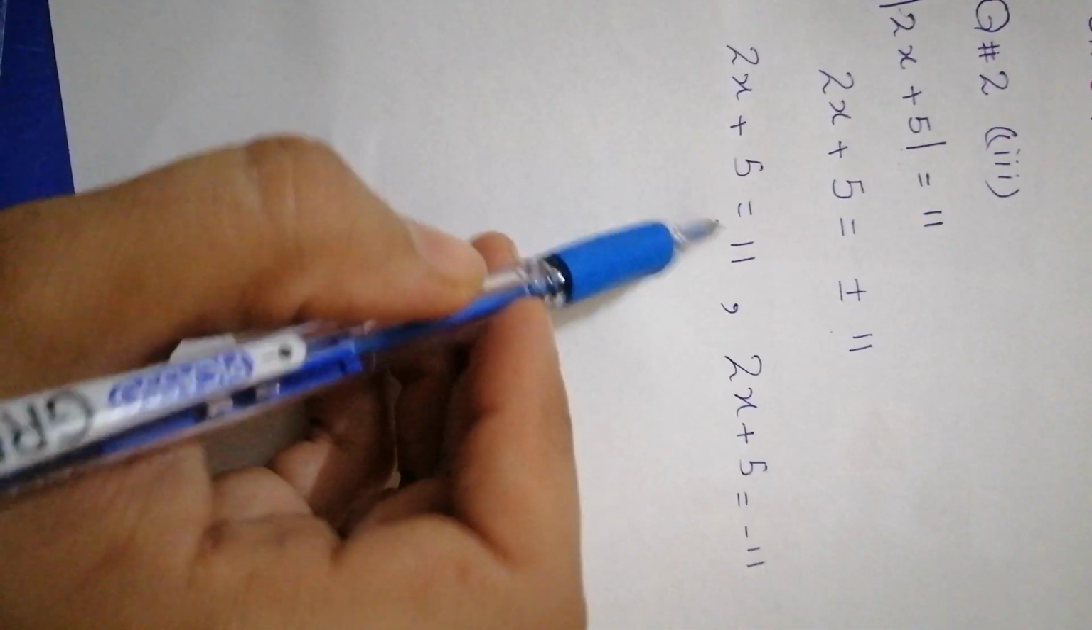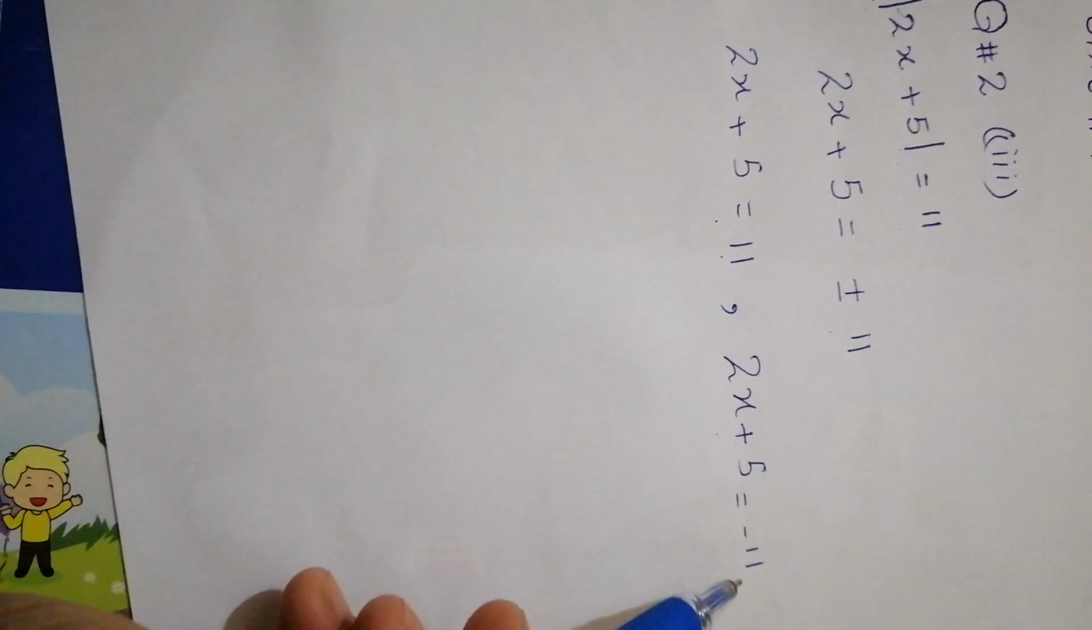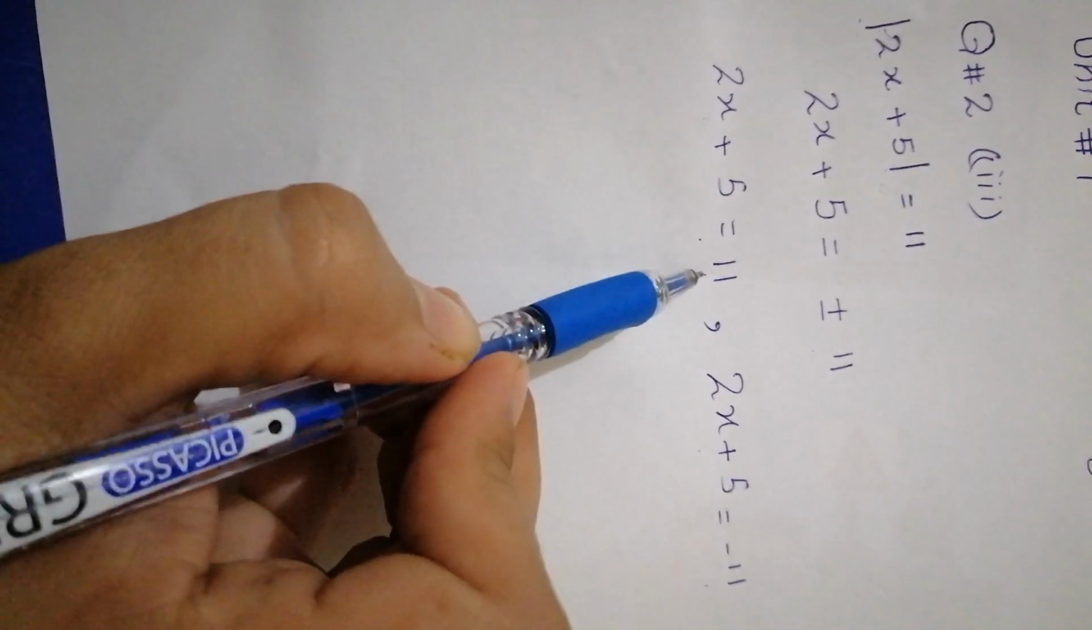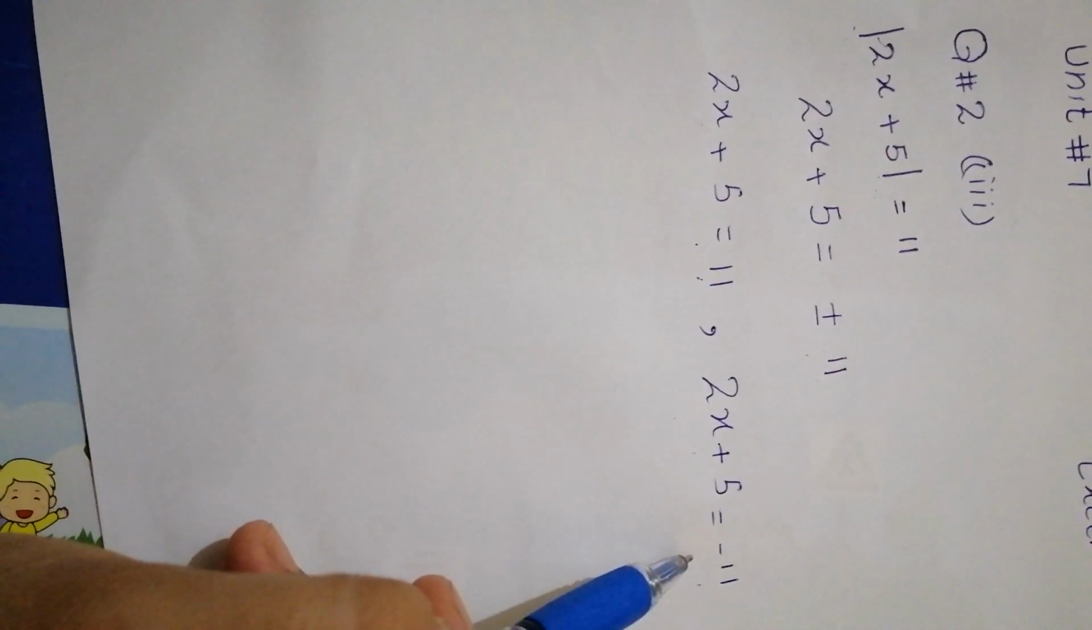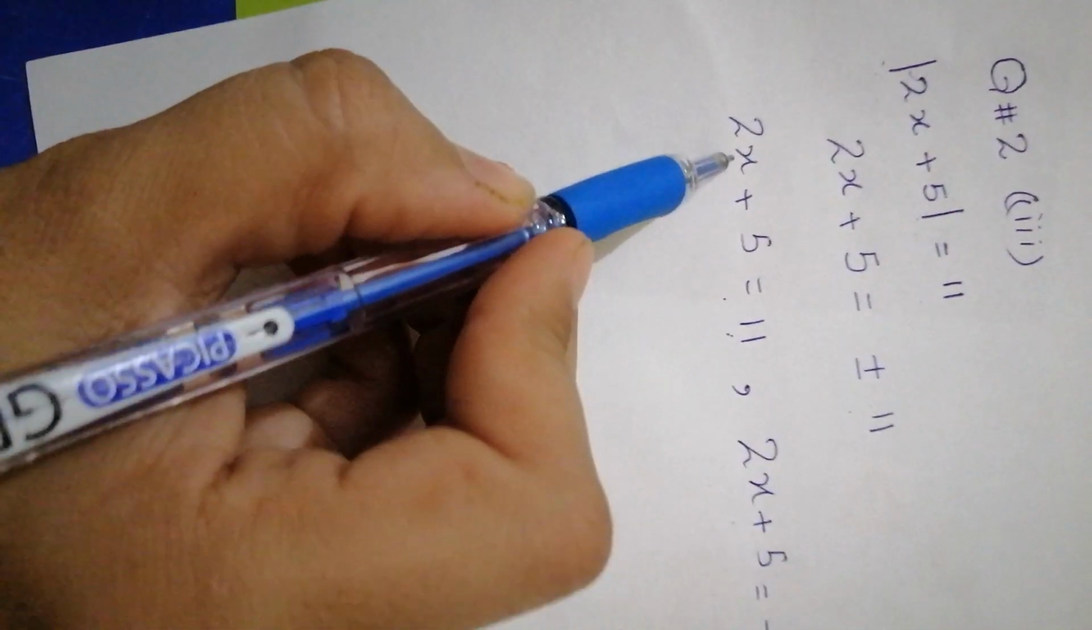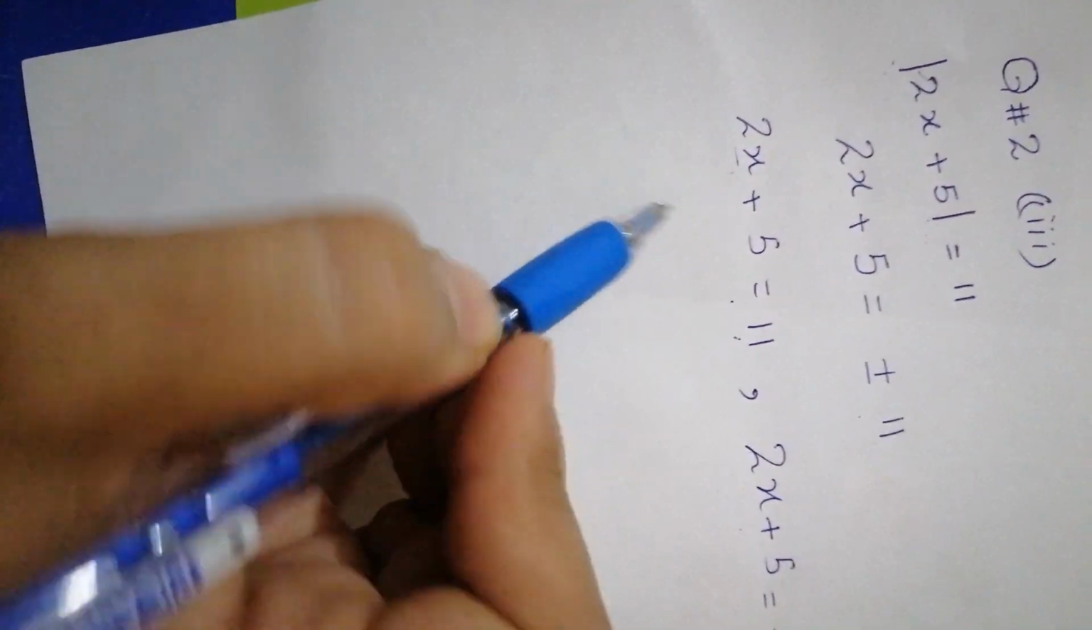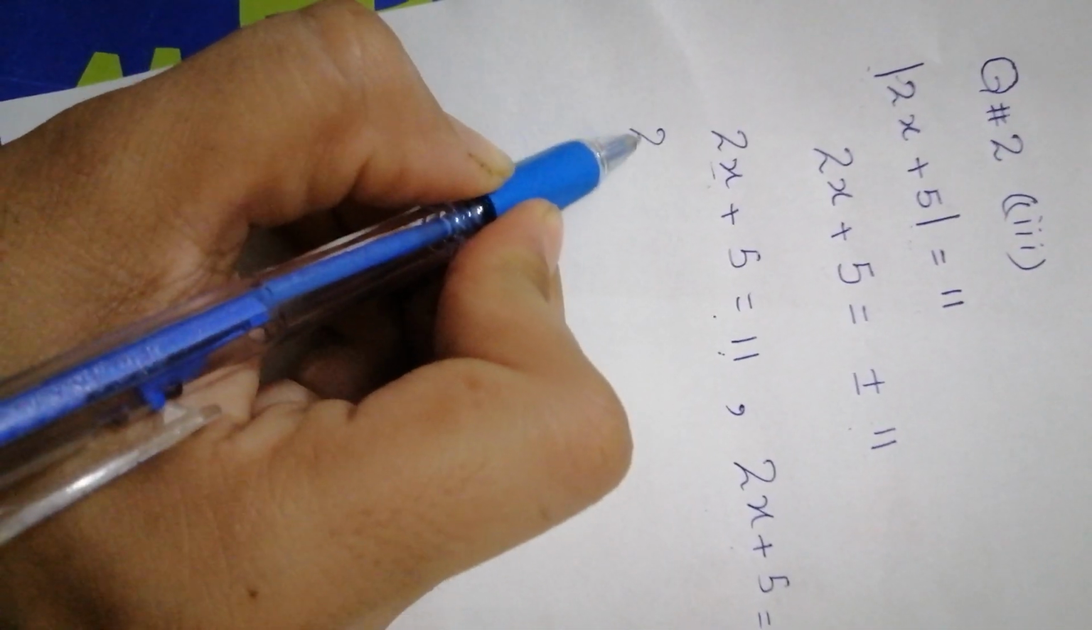Once you will write it in positive way, and then you will write it in negative way. 2x plus 5 is equal to plus 11 and 2x plus 5 is equal to minus 11. Now you will take out the value of x. Now it's just like a linear equation, right? So you will solve it.